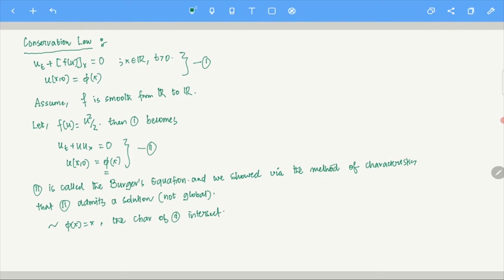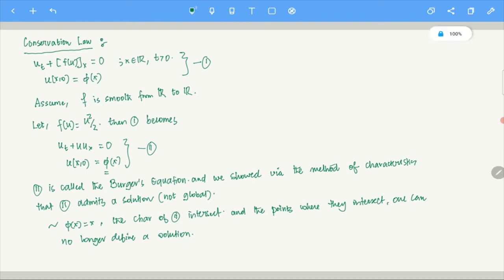What happens when the characteristics intersect? At the points where the characteristics intersect, you can no longer define a solution. That's what we learned. So let us understand again what I am trying to do, so it becomes very clear.